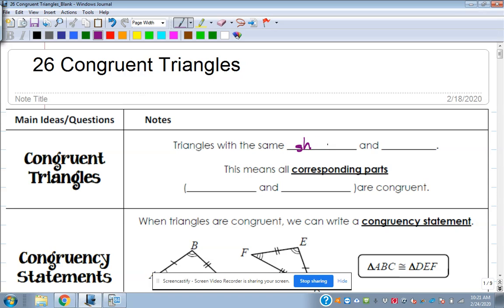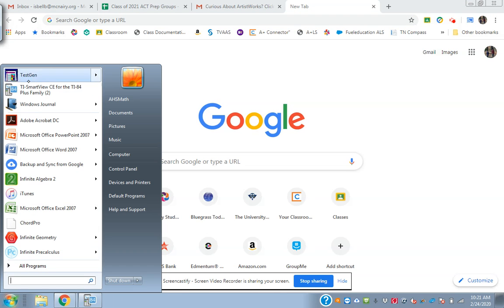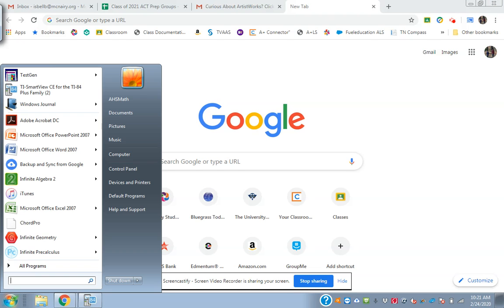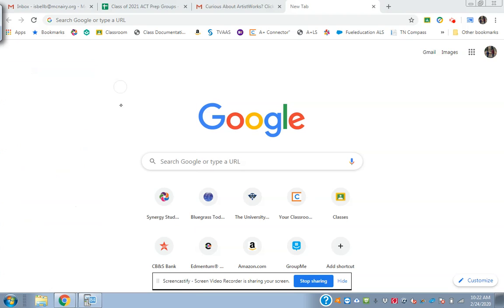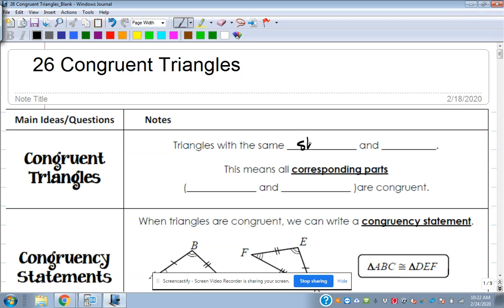Shape. Why is that not writing? Try again. Yeah, that's what I mean. All right, shape. There we go.